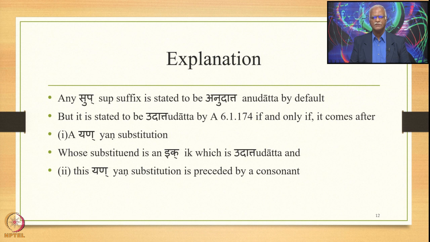So what is the explanation of udatta yano halpurvat? This is the explanation. Any sup suffix is stated to be anudatta by default, by the sutra anudattau suppitau. So the suffixes over here, including a, a, os and os, all of them are anudatta. But they are stated to be udatta by 6.1.174 if and only if the suffix comes after a yan substitution, obviously whose substituent is an ik, which is udatta. So this ik should be udatta, and then this ik should be substituted by a yan, and also this yan substitution is preceded by a consonant.